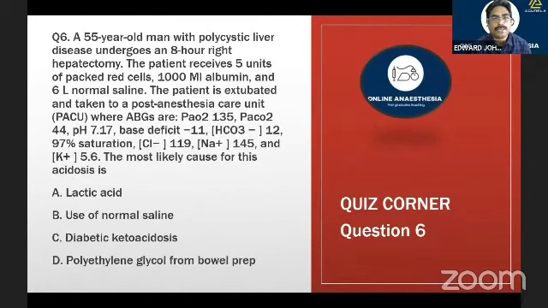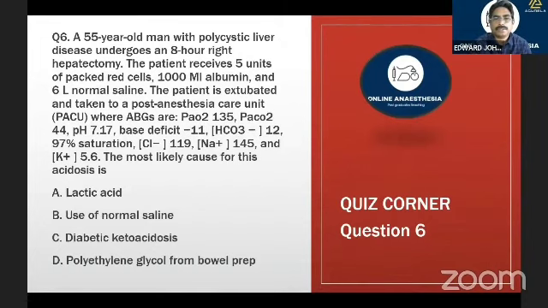A 55-year-old man with polycystic liver disease undergoes an 8-hour right hepatectomy. The patient receives 5 units of packed red cells, albumin, and 6 liters of normal saline. The patient is extubated and taken to the post anesthesia care unit where an ABG was done. The ABG was PaO2 135, PCO2 44, pH 7.17, base deficit -11, bicarbonate 12, saturation 97, chloride 119, sodium 145, and potassium 5.6. The most likely cause for this acidosis is lactic acid, use of normal saline, diabetic ketoacidosis, or polyethylene glycol from the bowel preparation. Hold please.